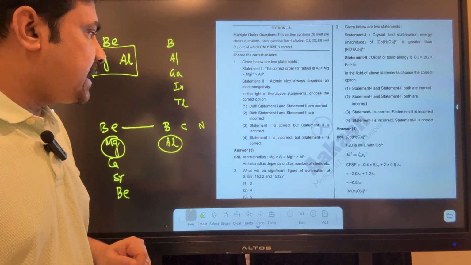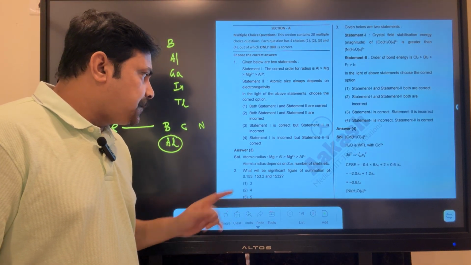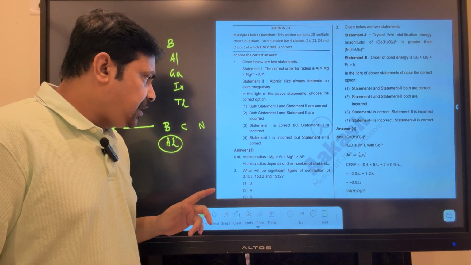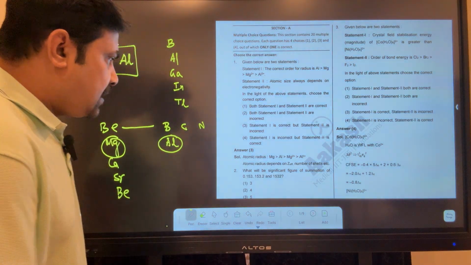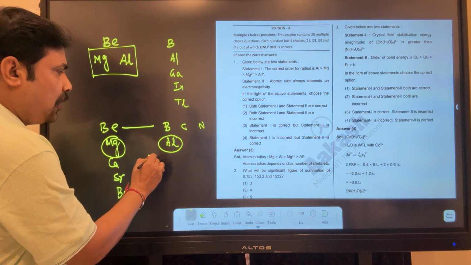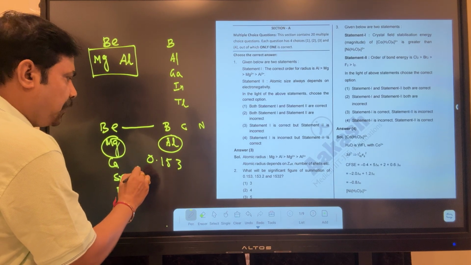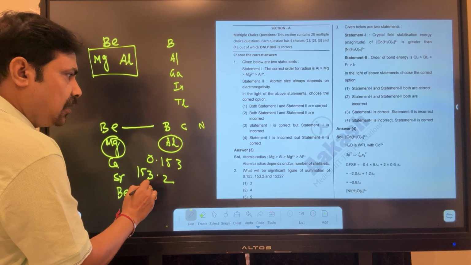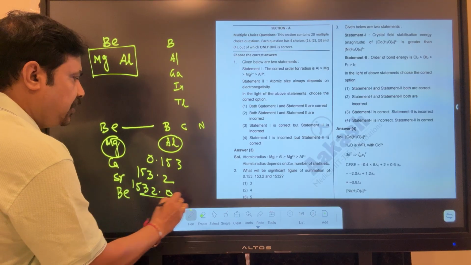Now come to the second question. Here they are giving significant figures of the summation of these three figures: 0.153, 153.2 and 1532. Simply you will add these things up. That means you have 0.153, and then 153.2, and then 1532.0. These will be added.